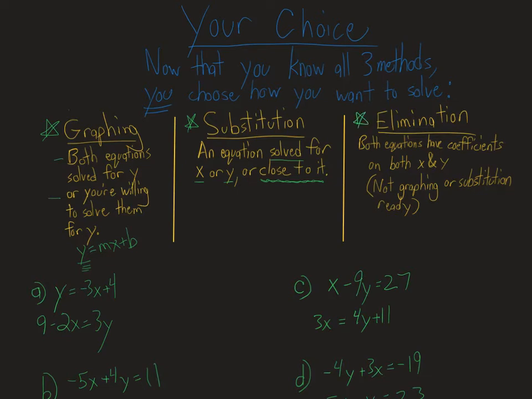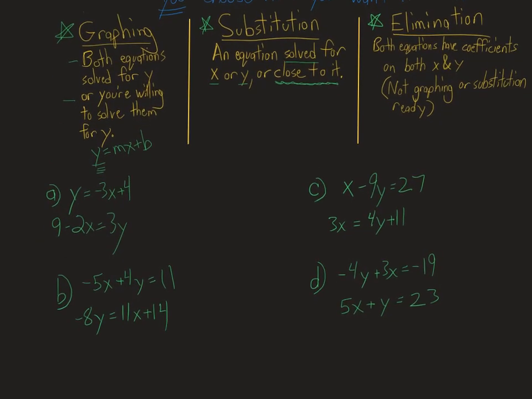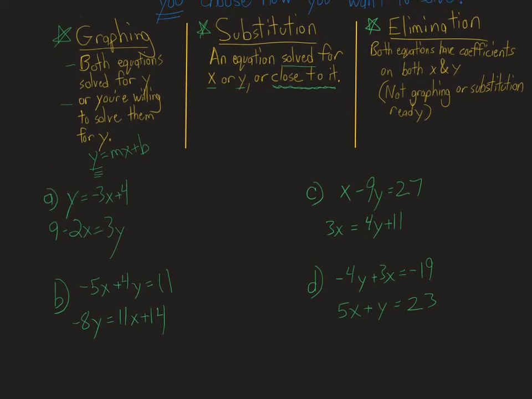Elimination is when both equations have coefficients on both the x and y. In other words, it's really not a graphing or substitution ready type of problem. So elimination is kind of the go-to if nothing else seems easy. And plus, elimination is kind of easy to use in any case. You just have to be able to move some terms around so that the two equations are lined up, the x's and the y's and the constants are in the same position, and then elimination is easy in any case. So let's walk out this idea of choosing the most efficient method.